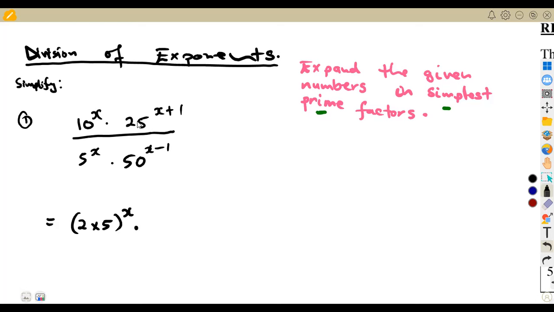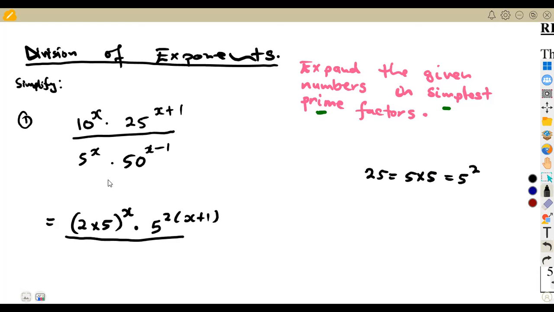Let's move on to 25. 25 can be expressed as 5 times 5. These are the prime numbers that we have. 5 times 5 is the same as 5 squared. So in place of 25, we can have 5 to the exponent of 2. But considering that there is also another exponent that is already given, which is x plus 1.